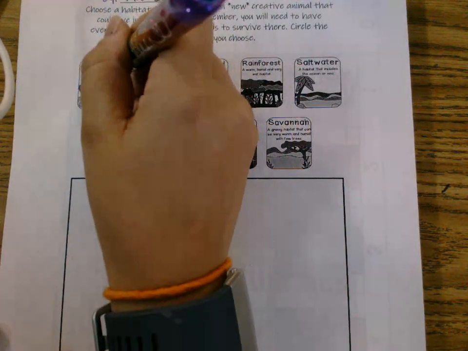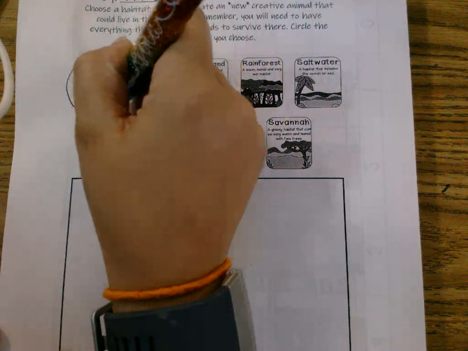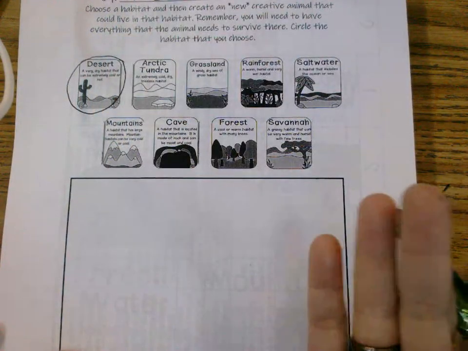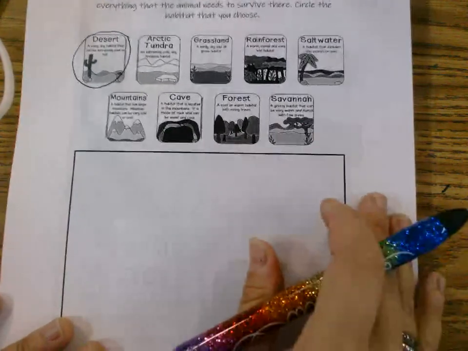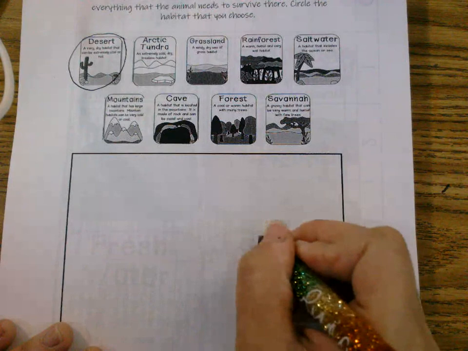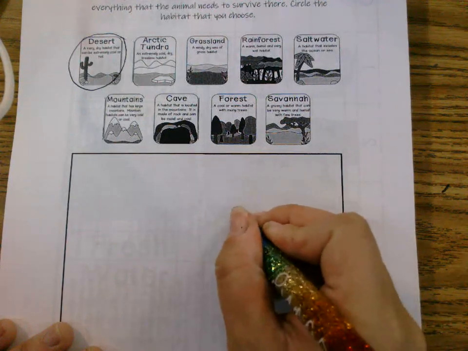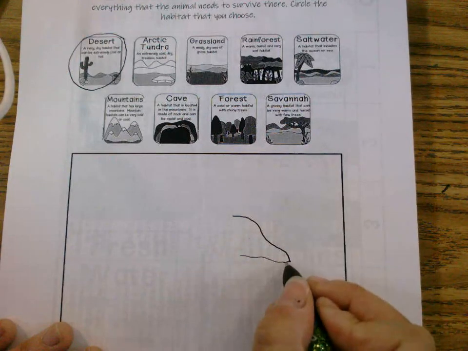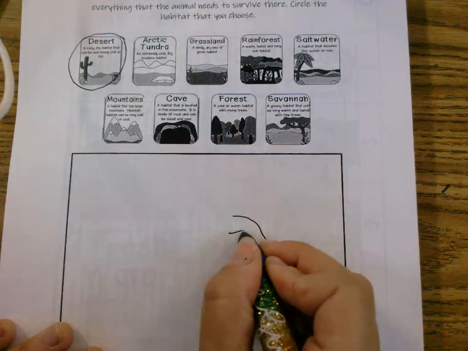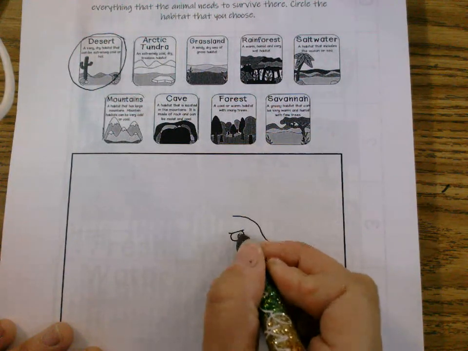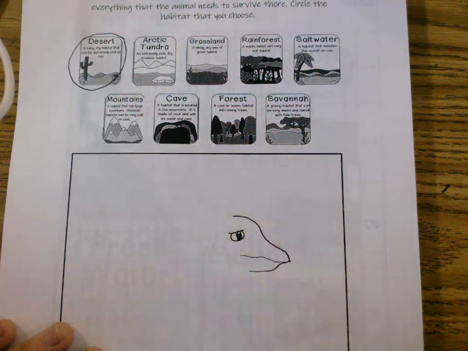I'm going to do desert because it's very dry and hot, and the first thing I think of in deserts is snakes. So I want to be creative with that though. I don't want to just make a snake. But maybe I'll use kind of a snake-like head maybe. Maybe I'll use the snake eye.